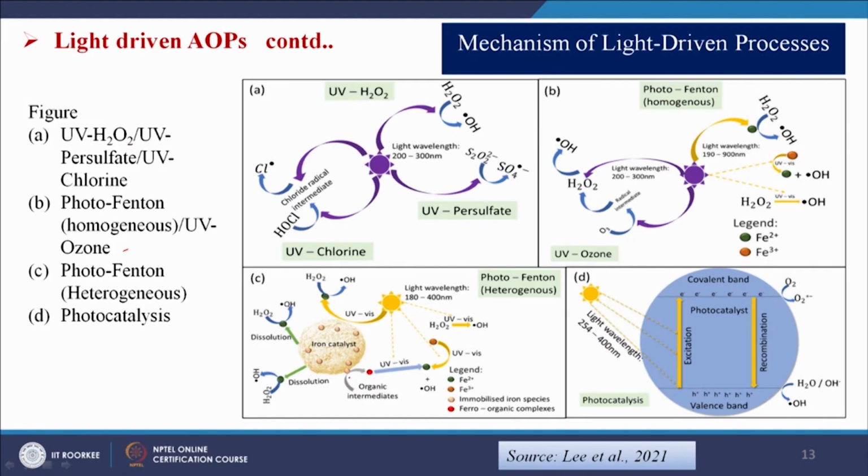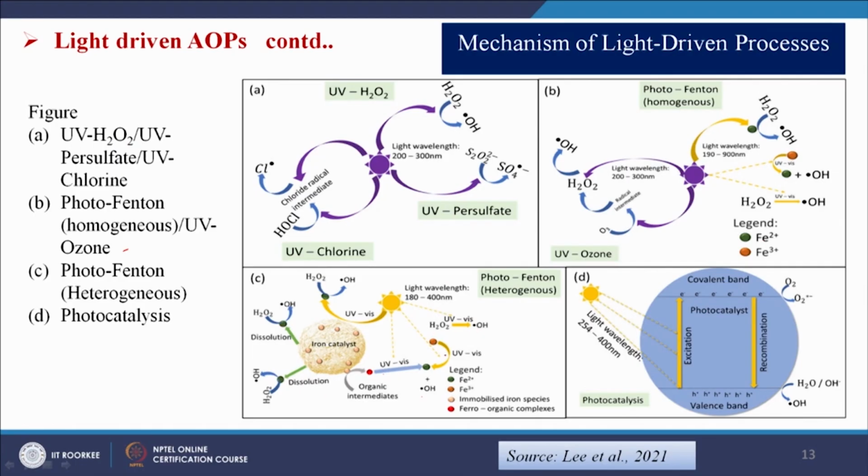Okay. Similarly, this metal which is immobilized here will help to capture the organic intermediates, forming ferro organic compounds, and then that will be further converted to OH dot. This type of conversion, Fe3 to Fe2, will be there. Okay. And with UV visible light and H2O2, OH dot formation will also be possible.